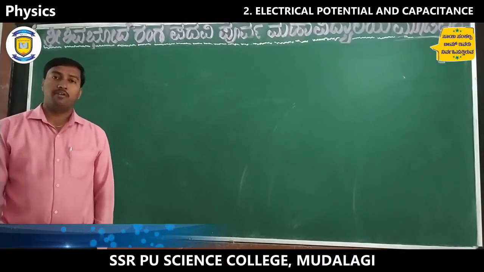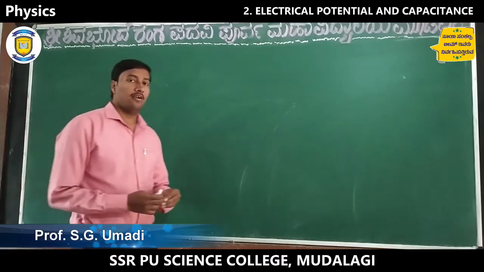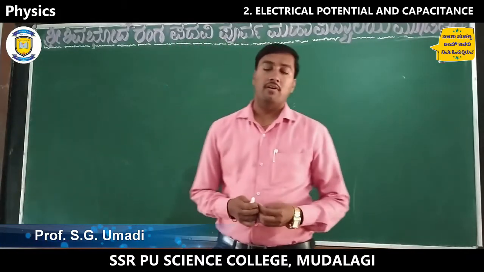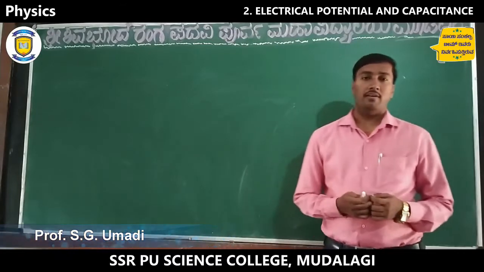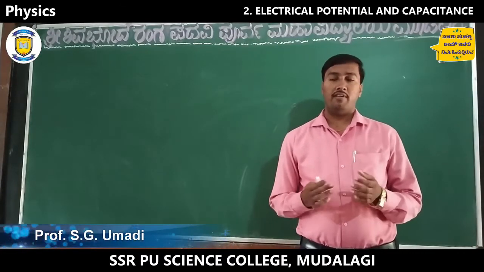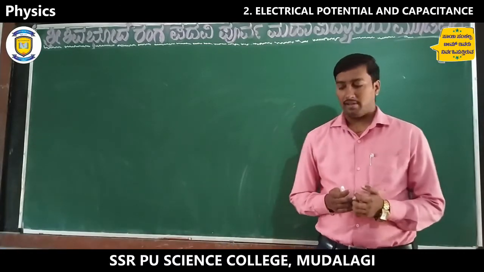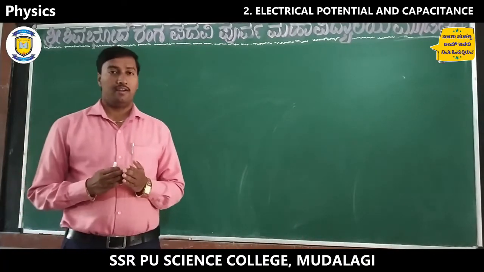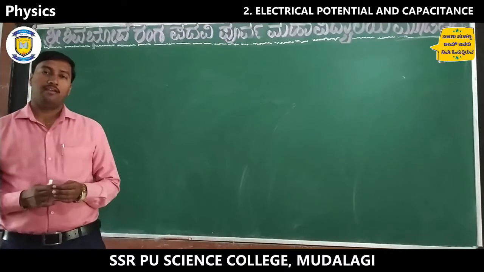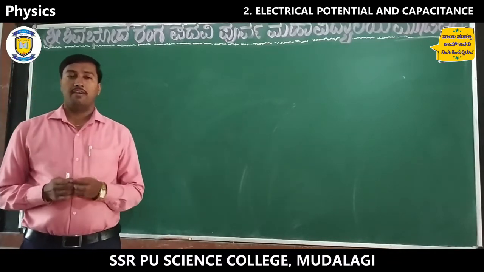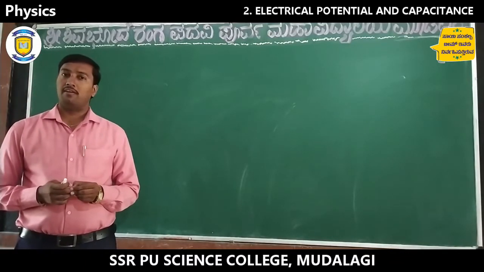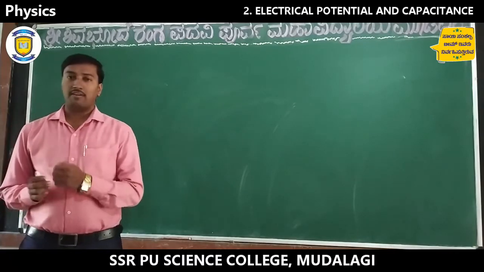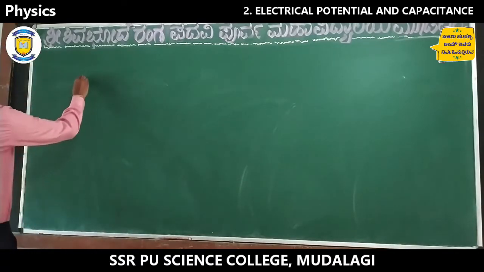In the previous class, we discussed the special cases of electric potential energy, the dipole and the dipole in a uniform electric field, right? And also we discussed electrostatic shielding, correct? And the Faraday cage, correct? Next, the applications of electrostatic shielding. Next, we will discuss capacitance.